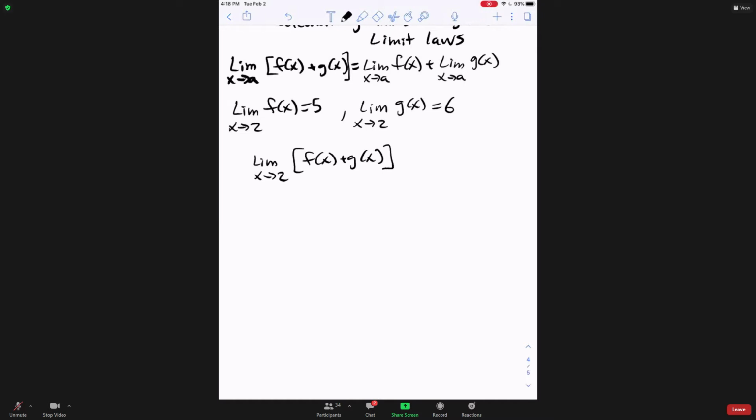So what you want to do here is, you know the property: the limit of a sum is the sum of the limits. So it's really literally just 5 plus 6, which is 11, and that's it.